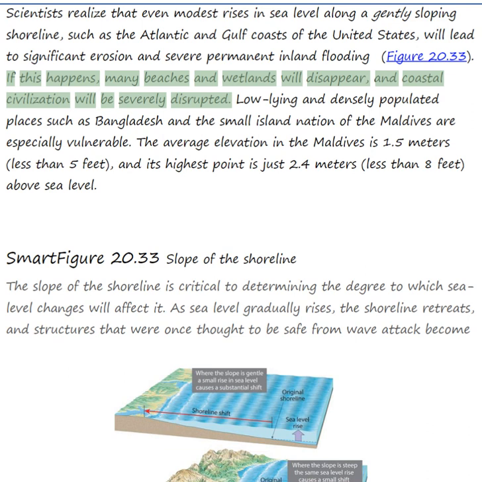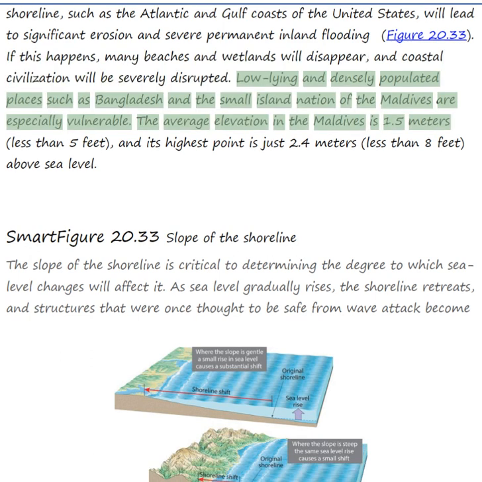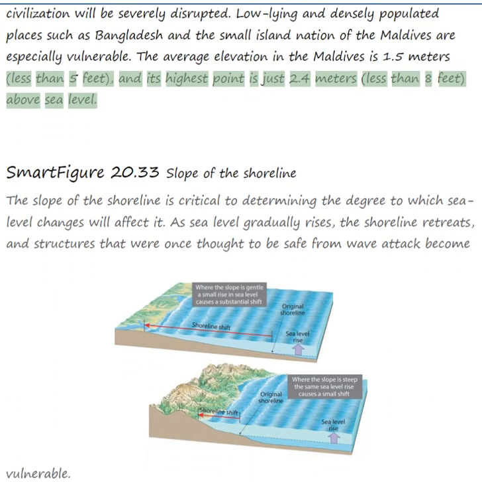If this happens, many beaches and wetlands will disappear, and coastal civilization will be severely disrupted. Low-lying and densely populated places such as Bangladesh and the small island nation of the Maldives are especially vulnerable. The average elevation in the Maldives is 1.5 meters, and its highest point is just 2.4 meters above sea level.